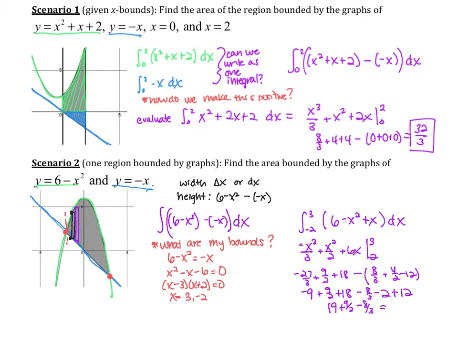So if my denominator's 6, 19 times 6, why can I not do that in my head? 19 times 6 is 114. So we'd get 114 plus 27, 141, minus 16. So 141 minus 16 is 125 over 6. Okay, so that's scenario number 2.